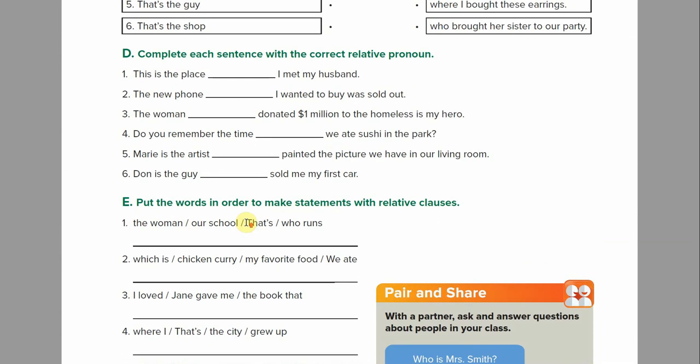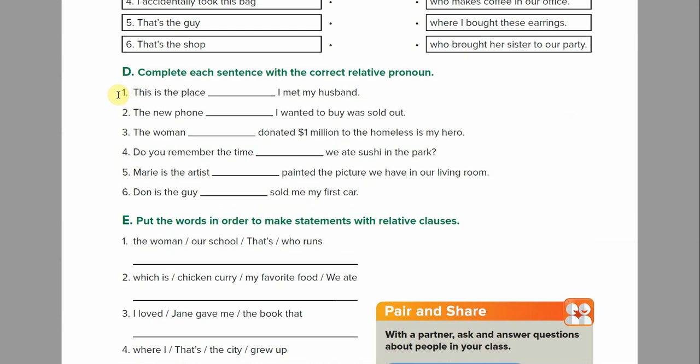All right, so number one: this is the place blank I met my husband. So this is the place where I met my husband. Where.